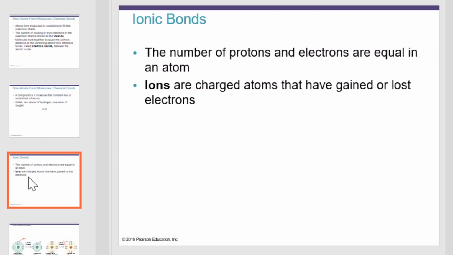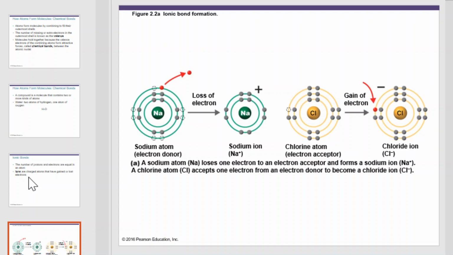Ionic bonds. The number of protons and electrons are equal in an atom. Ions are charged forms that have gained or lost electrons. In order to form an ionic bond, an electron from one atom must be passed or exchanged with another atom. In the example that you see here, sodium has one extra electron in its outer shell, which it will pass to chlorine, which is short one electron in its outer shell.